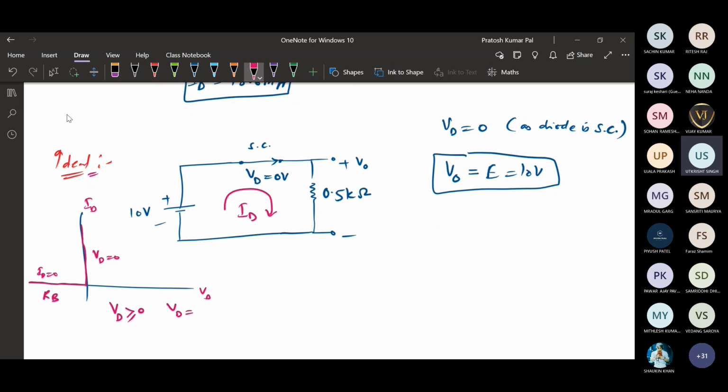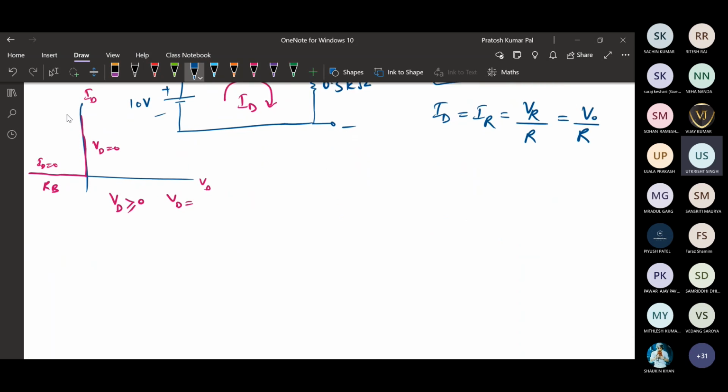Here, if the voltage drop across the diode is 0, the same voltage will appear across the resistor. So V output will be equal to 10 volt. Once we have found V output, we can find ID. ID is nothing but IR, the current flowing through this resistor, which is the voltage drop across the resistor divided by the resistor value, V output divided by R. So ID equals V0, which is 10 volt, divided by 0.5 kilo ohm.